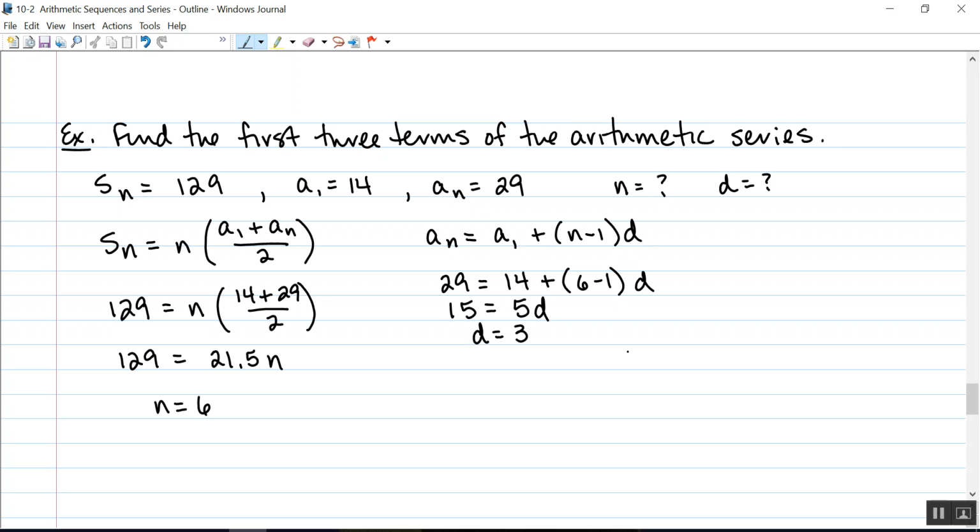So if my first term is 14, my next term adds 3 to that and gives me 17. My next term adds 3 to that and gives me 20. And they actually asked for the first three terms. The first term was 14, second term is 17, and the last term is 20.